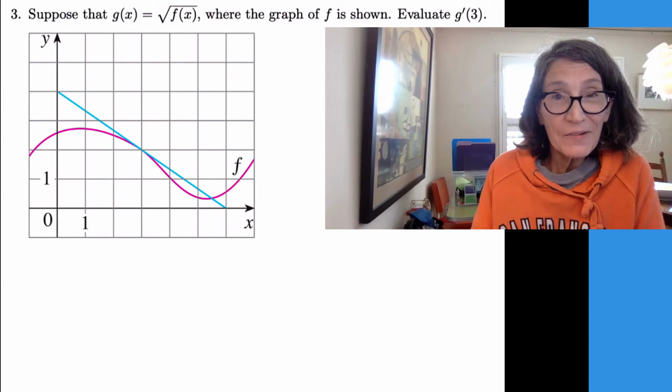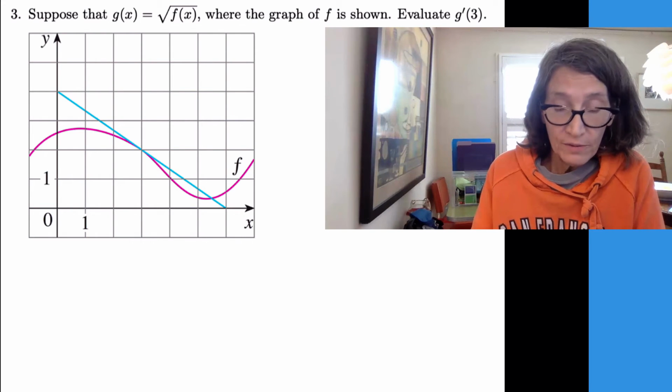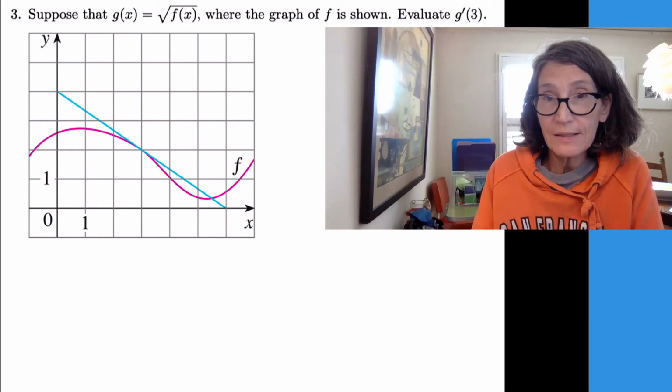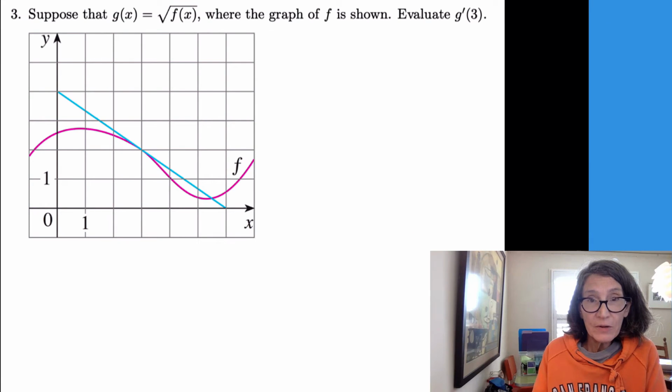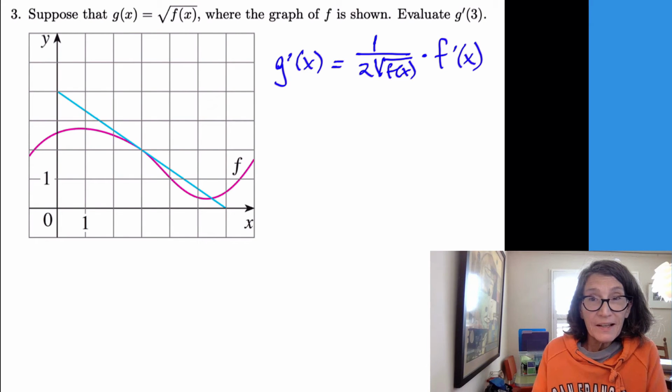So once again, we're going to have to differentiate g using the chain rule, because g is a composite. It's the square root of another function. The outside is the square root function, the inside is f of x. So differentiating using the chain rule, we get the derivative of the outside, which is 1 over 2 times the square root of the inside, and we don't change the inside. And then we multiply that by the derivative of the inside, so that's just f prime of x.